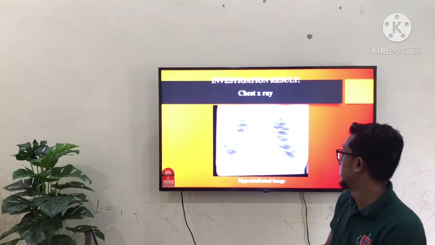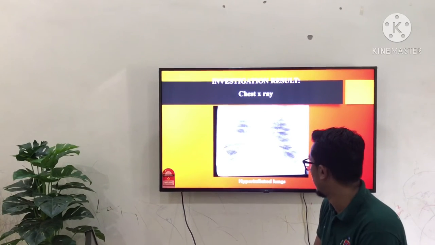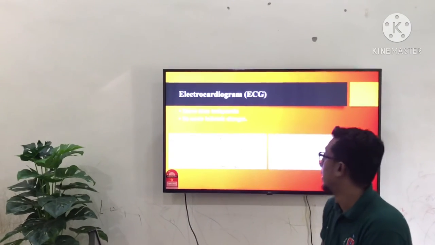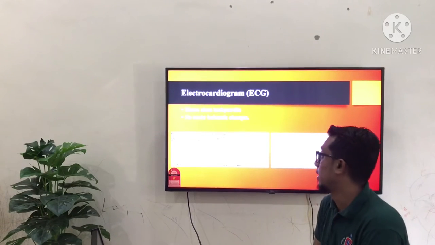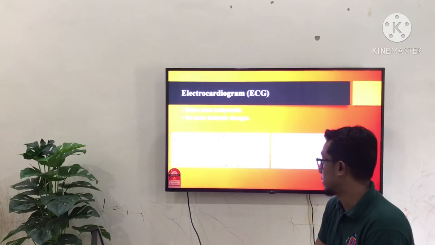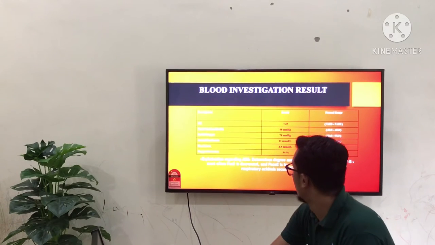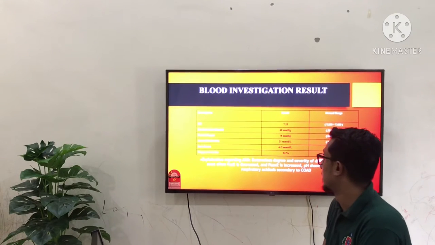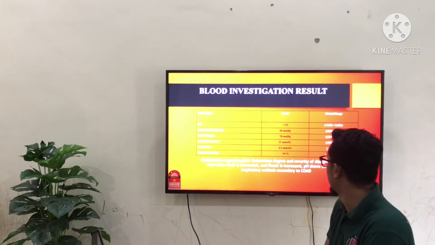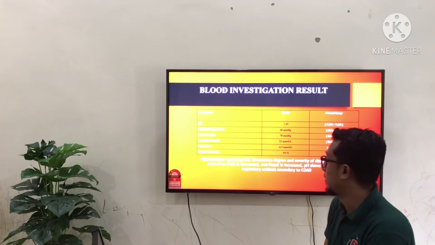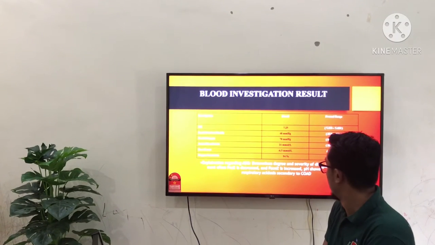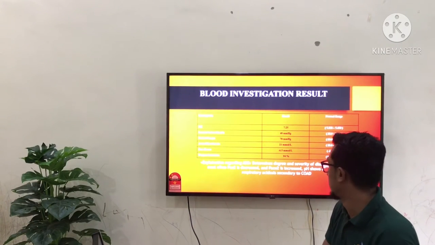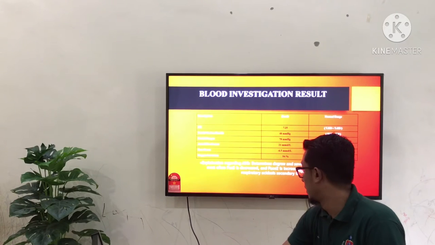Okay, ni dia punya investigation. Chest X-ray dia nampak hyperinflated lungs. ECG dia show sinus tachycardia. Nampak tachy sikit. No acute ischemic changes. Blood investigation dia, okay, pH dia 7.25, partial carbon dioxide 48, partial oxygen 78, bicarbonate 21, base excess is negative 6.5, oxygen saturation is 94.